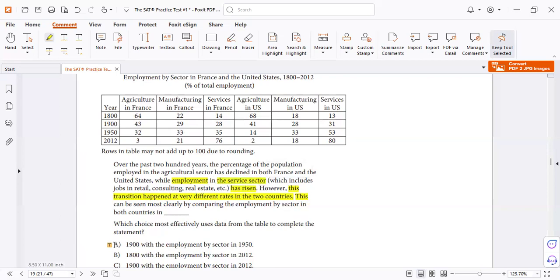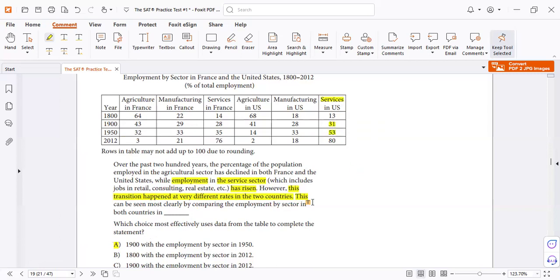So you think it's A, but let's prove it. Employment in the service sector. So the service sector had first in France and the US. And this transition, this job shift, happened at different rates. So here for this year, it's a big number indeed.